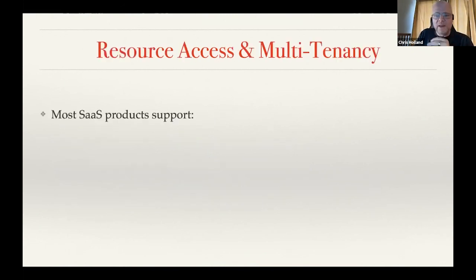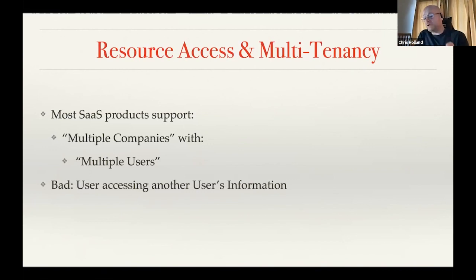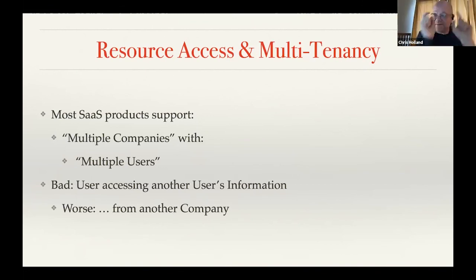SaaS products, software as a service products, support multiple companies with multiple users. So it's bad enough to have a user access another user's information, but it's even worse when a user accesses another user's information from another company that's in your system. It's a real nightmare. That kind of keeps me up at night.